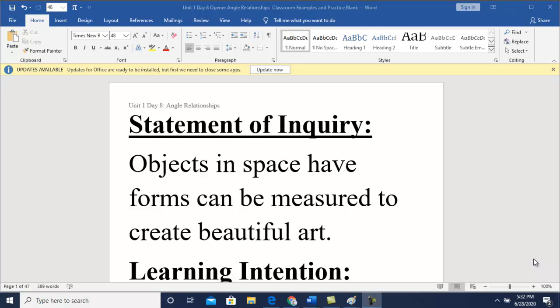Today we're going to be looking at Unit 1, Day 8. Our focus today is going to be solving equations using vertical angles and linear pairs. Just a quick reminder of what our statement of inquiry is for this unit. It says objects in space have forms that can be measured to create beautiful art. So we're going to try to relate the lesson to art.